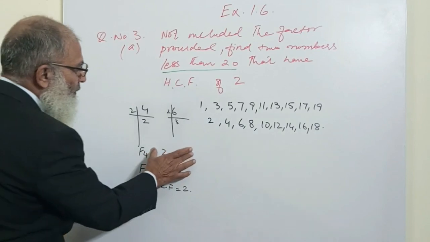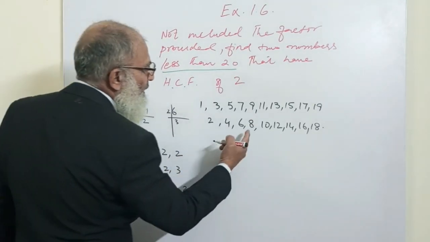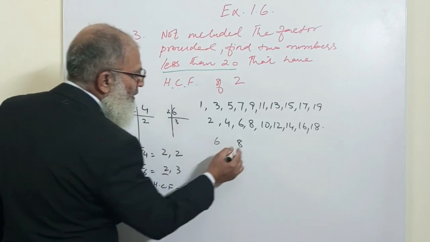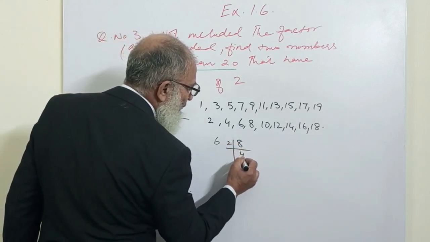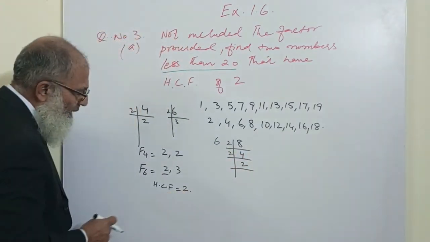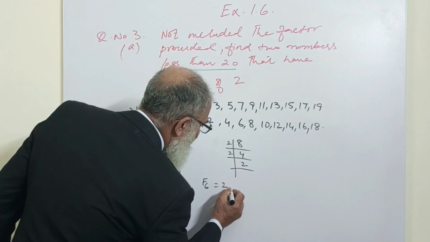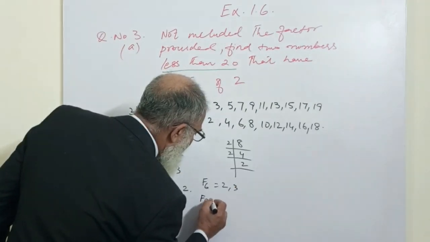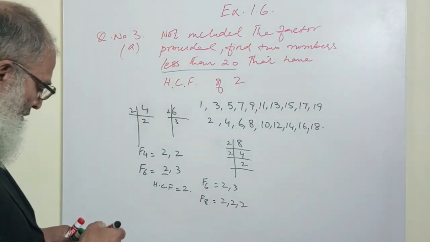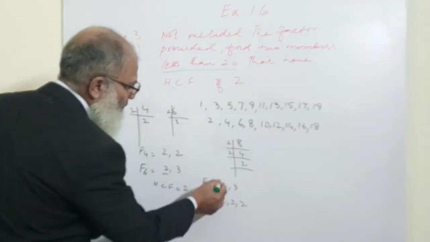We can check it for all the pairs. Let me find another, and that is 6 and 8. I have already found the factors of 6. Now I have to find the factors of 8. 2 times 4 is 8, and 2 times 2 is 4. For F6 the same 2 and 3, and F8 is equal to 2, 2, and 2. Here again you see, students, the highest common factor is again 2.